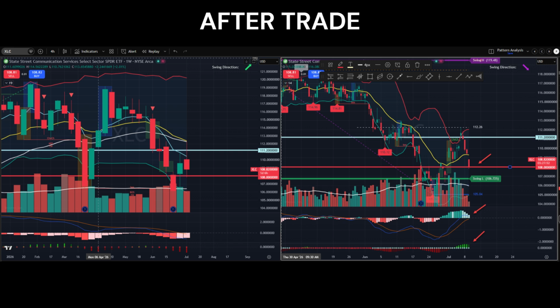Again, I'm not making the decision based solely on MACD. Price itself is telling the story. The MACD is simply providing additional context.